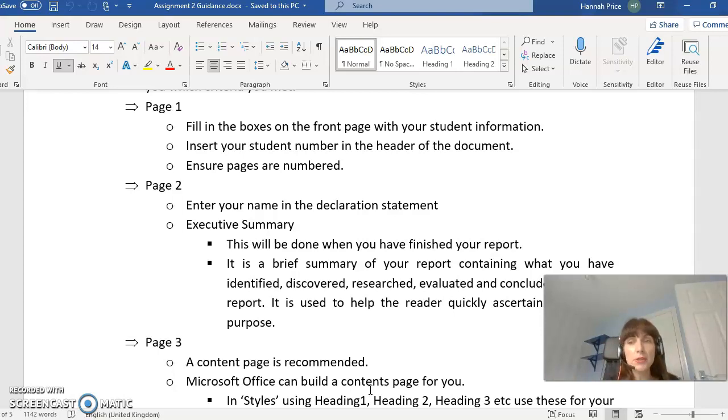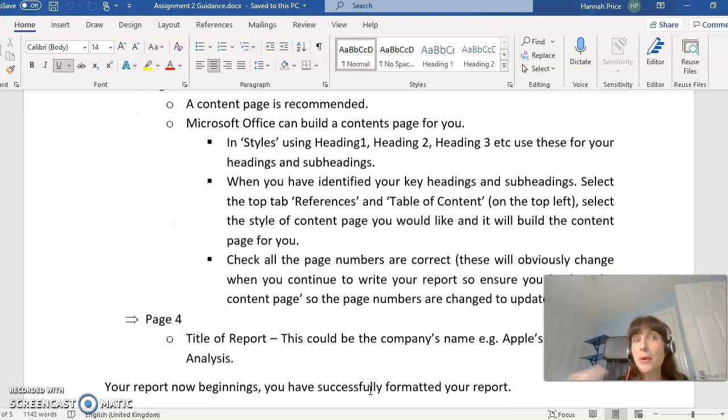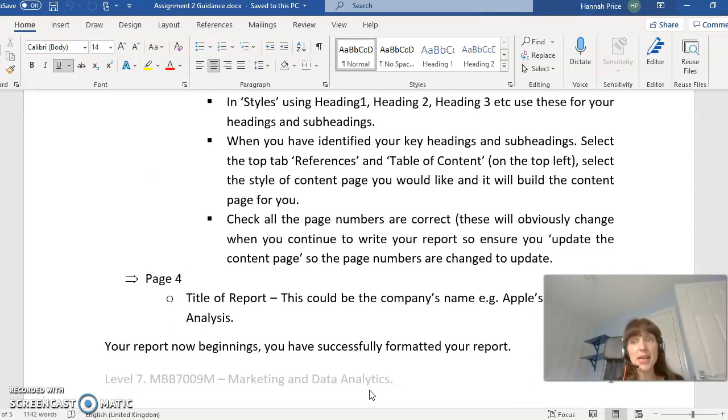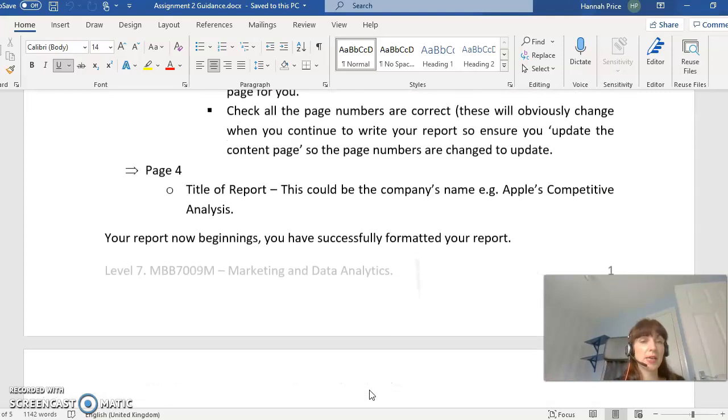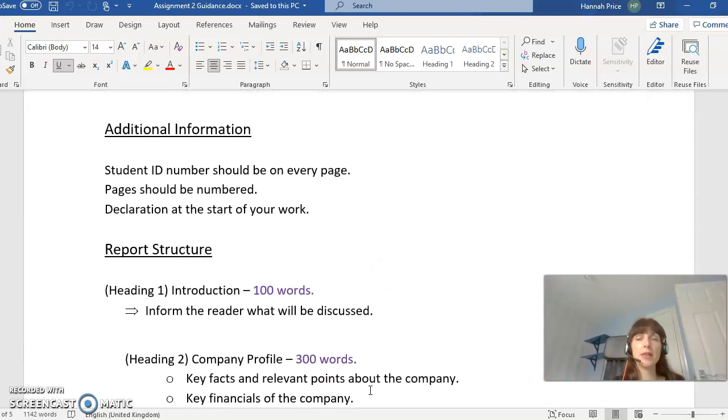Now, we mark a lot of assignments, and the executive summary tells us very quickly whether you've met the assessment criteria or not. So it's like a very strong first impression. So put a bit of time and energy into that, so we can see very quickly that you've met the assessment criteria. Then we want a contents page, please. Again, a contents page shows at a glance that you've hit what we need you to do. And then we need a title of the report. Okay, so that's your structure, and that's the report sort of set up.